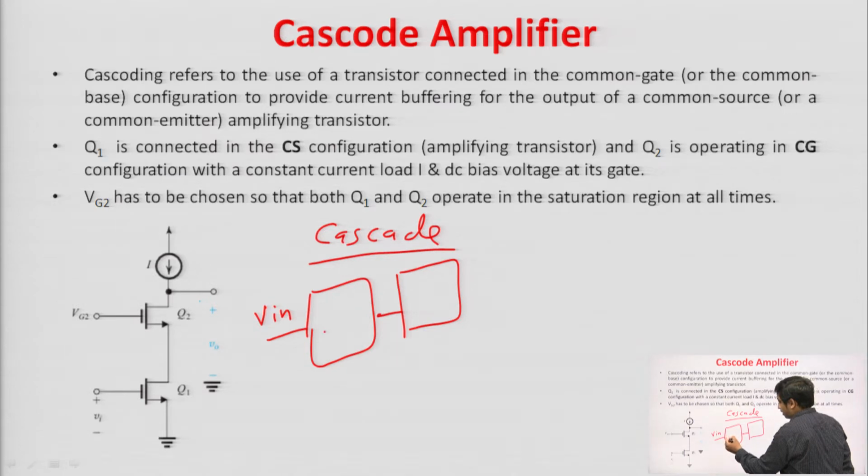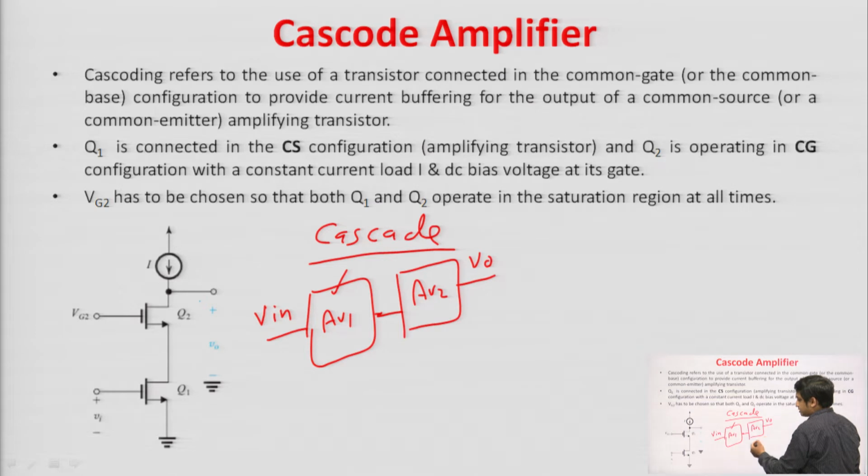gain of the amplifier 1 is AV1 and the output of the first stage is connected to the input of the second stage and the voltage gain of the second stage is AV2, this is your V0. This is your cascade structure. This is also called 2-stage amplifier. So, we can design 3-stage amplifier, 4-stage amplifier, n-stage amplifier.